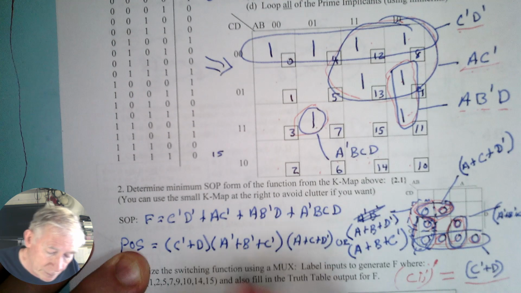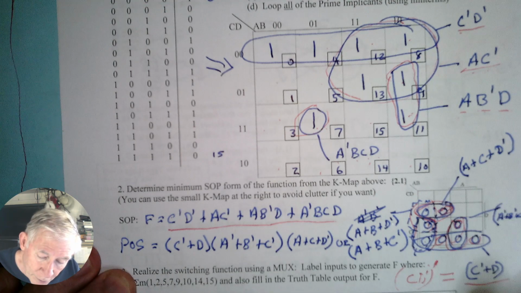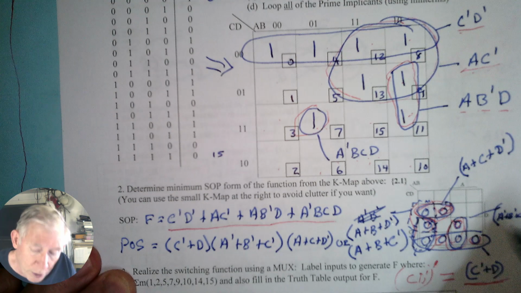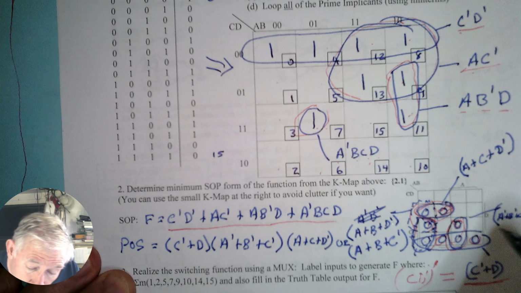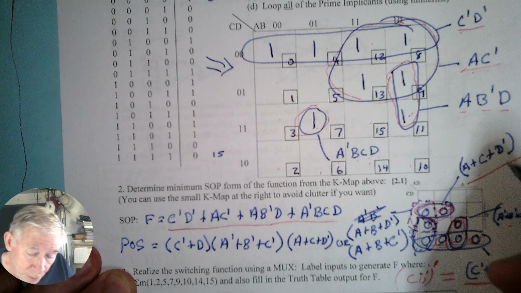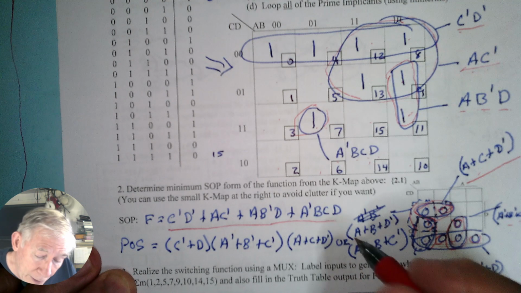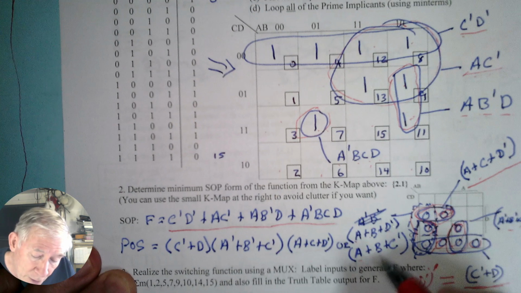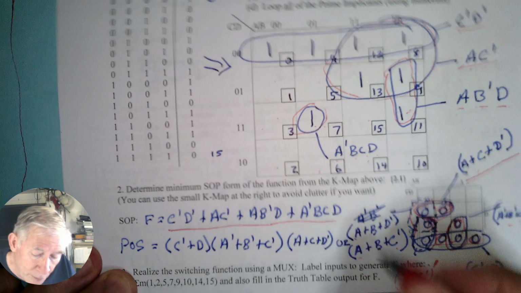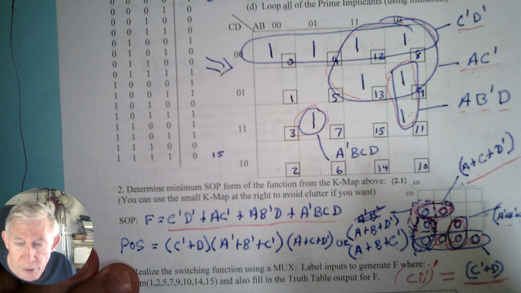And here it is. For the POS solution, we take (C plus D) times (A prime plus B prime plus C prime) times (A plus C plus D prime), and then plus either or times either (A, B, D prime) or (A, B, C prime). We get a pick. These give you 2 unique but different equivalent solutions.